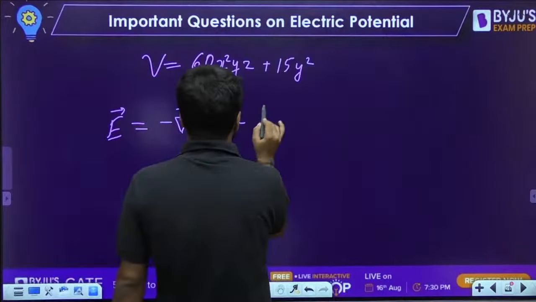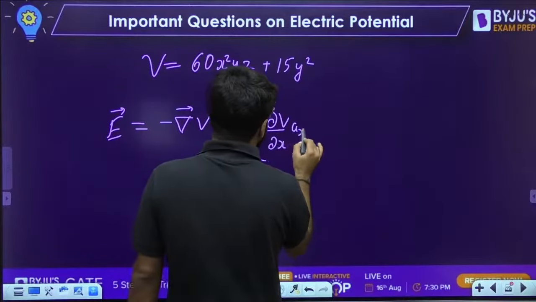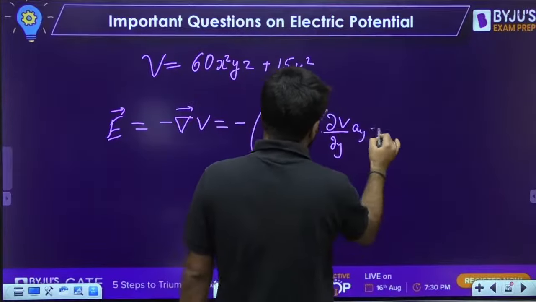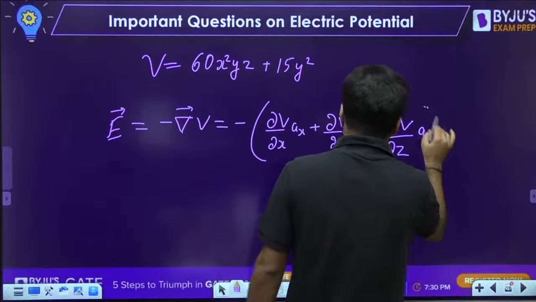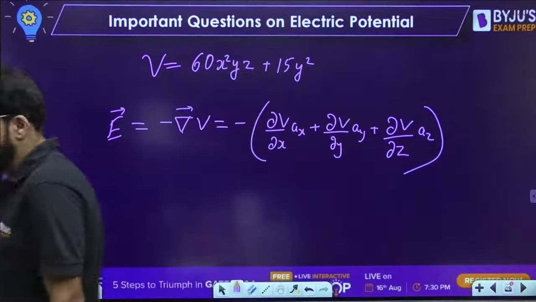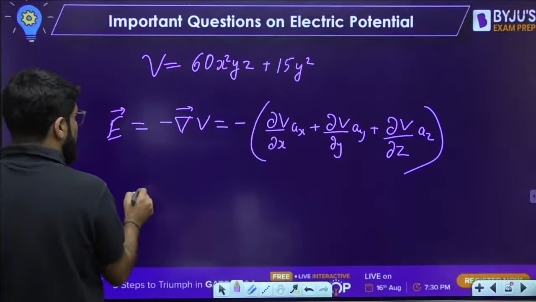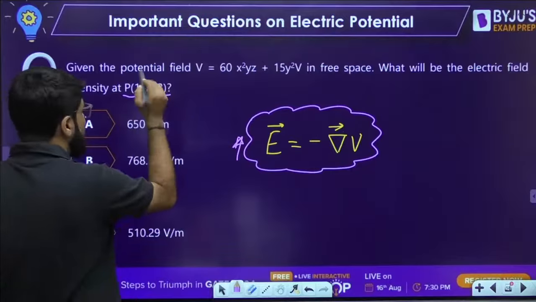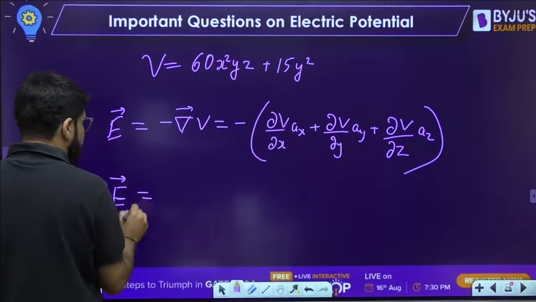So this becomes negative of gradient V formula in Cartesian coordinates: del V by del x ax plus del V by del y ay plus del V by del z az. Now we just have to put down the derivative and then at some point P we put the values later, but first, what is the general expression for the electric field in this region?